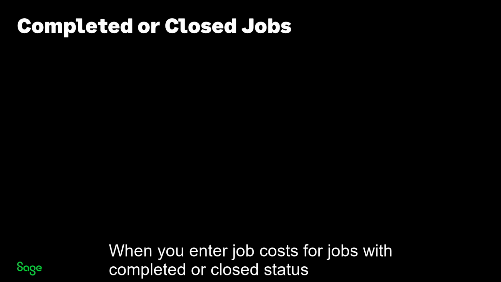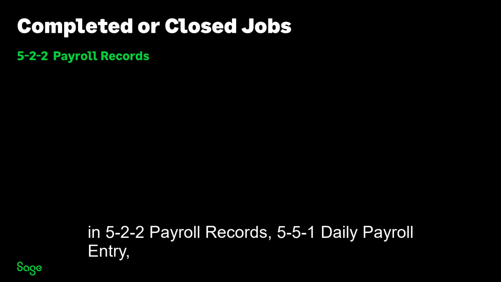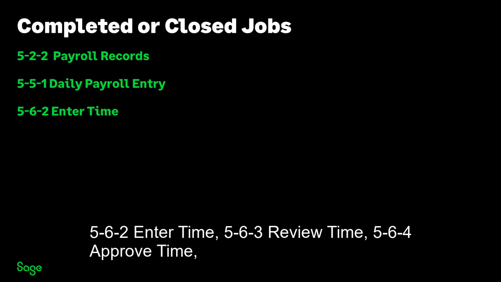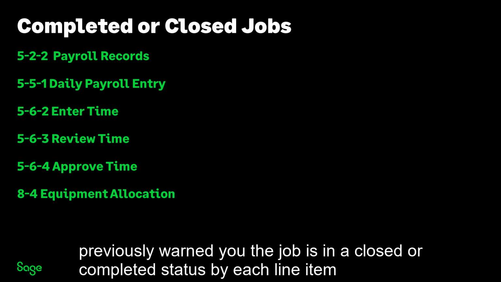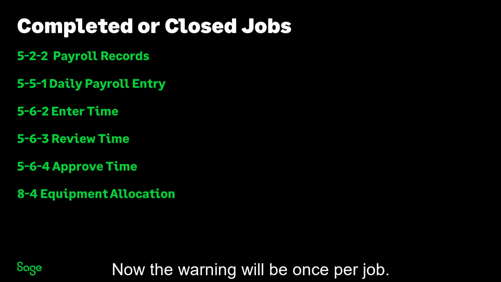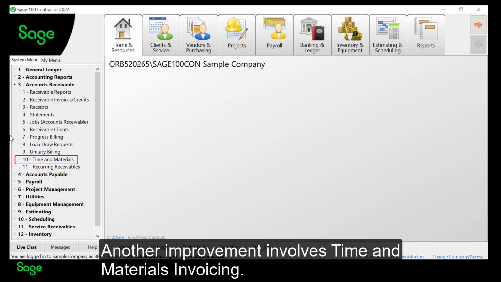When you enter job costs for jobs with completed or closed status in 522 Payroll Records, 551 Daily Payroll Entry, 562 Enter Time, 563 Review Time, 564 Approve Time, or 84 Equipment Allocation windows, Sage 100 Contractor previously warned you this job is in a closed or completed status by each line item. Now the warning will be once per job.